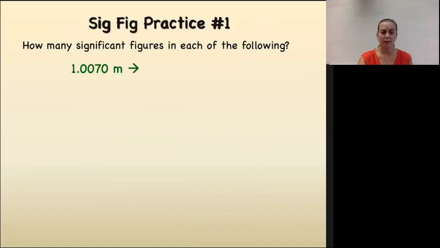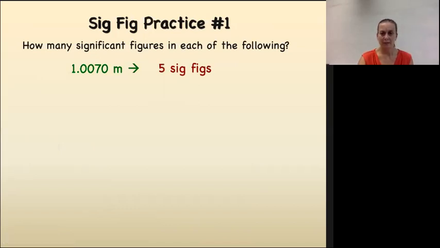I'm going to have you pause this each time, and we'll look at how many significant figures there are. So here we have, this is significant. These zeros are captive, so these zeros are significant. That's an integer, so that's significant. And that's a 0 after a decimal place, so it's significant. So this number has 5 significant figures or sig figs.